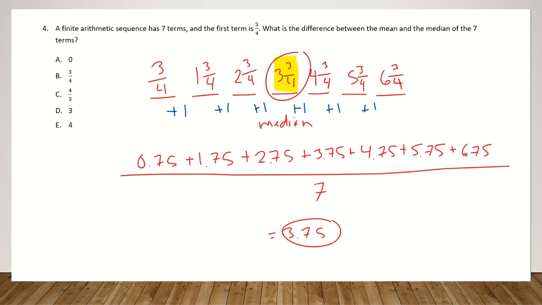The median and the mean are the same. There's 0 difference between them. And the reason why that happens is because it's an arithmetic sequence. You're adding the same number to each term, and that means the terms are perfectly evenly spaced apart. If your terms are perfectly and evenly spaced, then the median and the mean are going to be the same number.